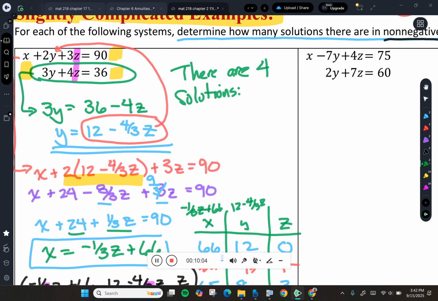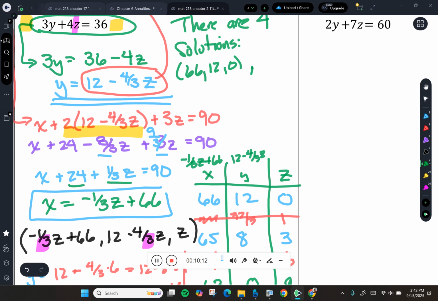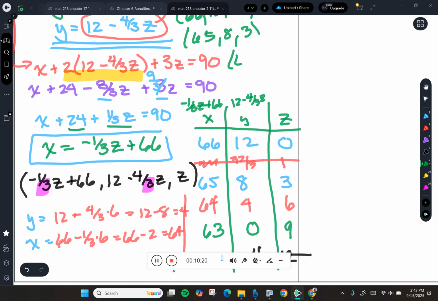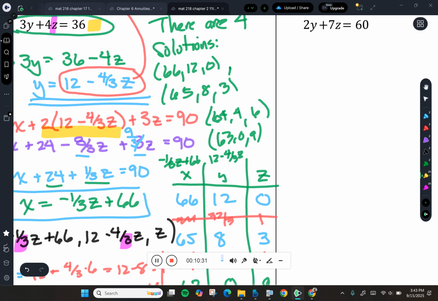Now, if I needed to write them out, I could. One solution is 66, 12, 0. A second solution would be 65, 8, 3. A third solution would be 64, 4, 6. And our final solution would be 63, 0, 9. All 4 of our solutions. And so this is what we're looking at for the answer to this problem.